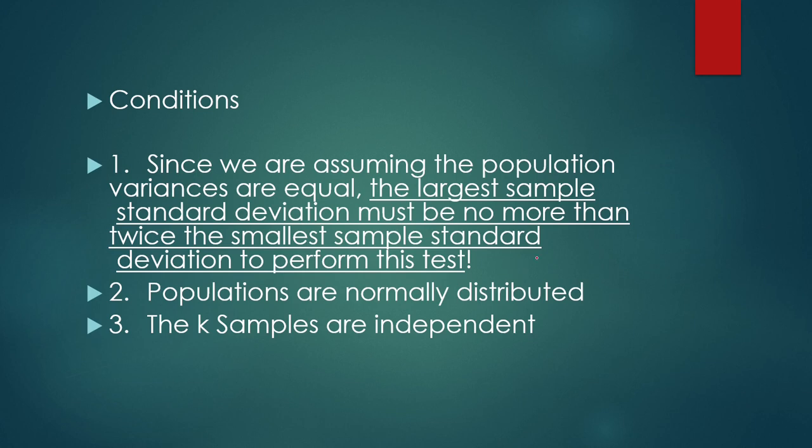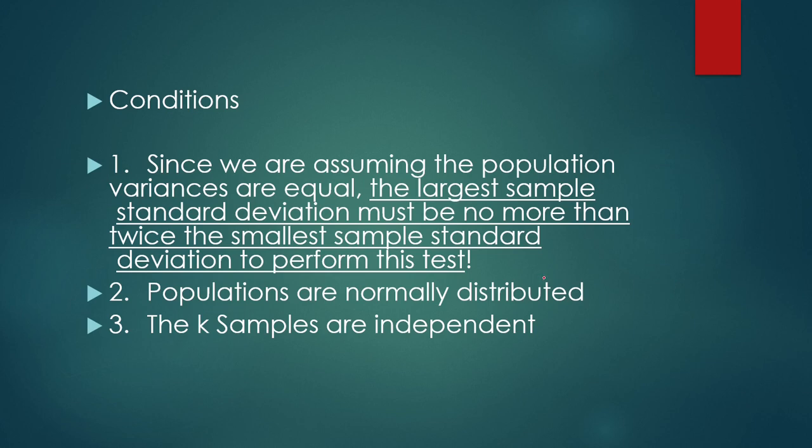We have conditions. Condition number 1. Since we are assuming the population variances are equal, the largest sample standard deviation must be no more than twice the smallest sample standard deviation to perform the test. I'm going to take the smallest sample standard deviation and double it. If that doubled number is larger than all of the other standard deviations, then the condition is met for the first one.